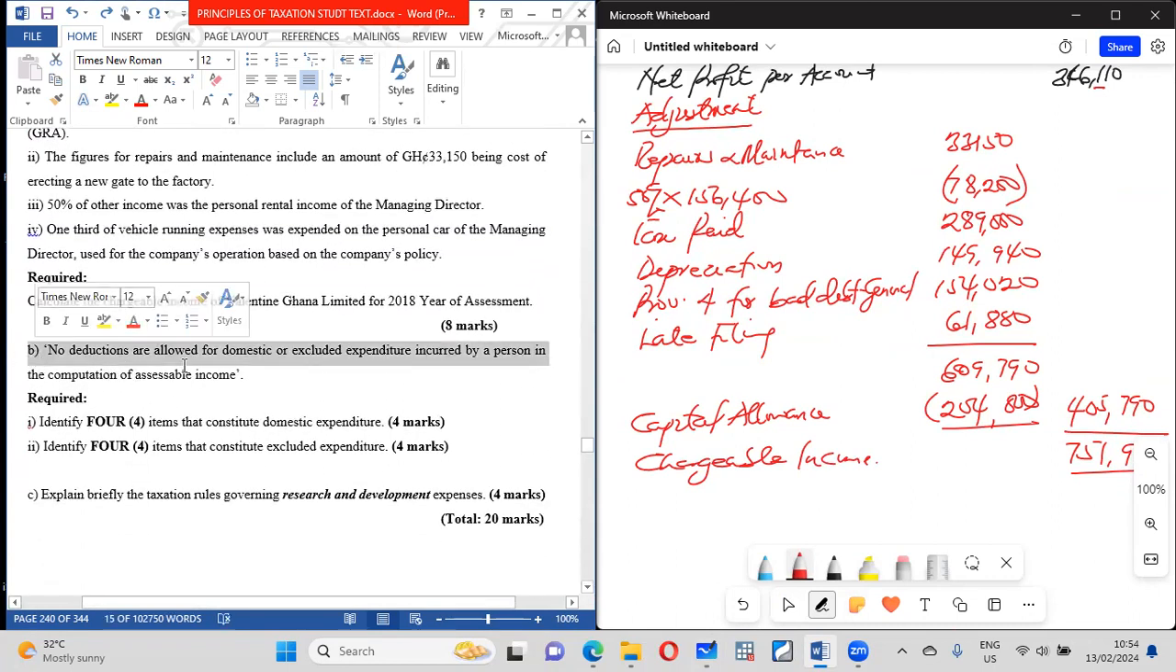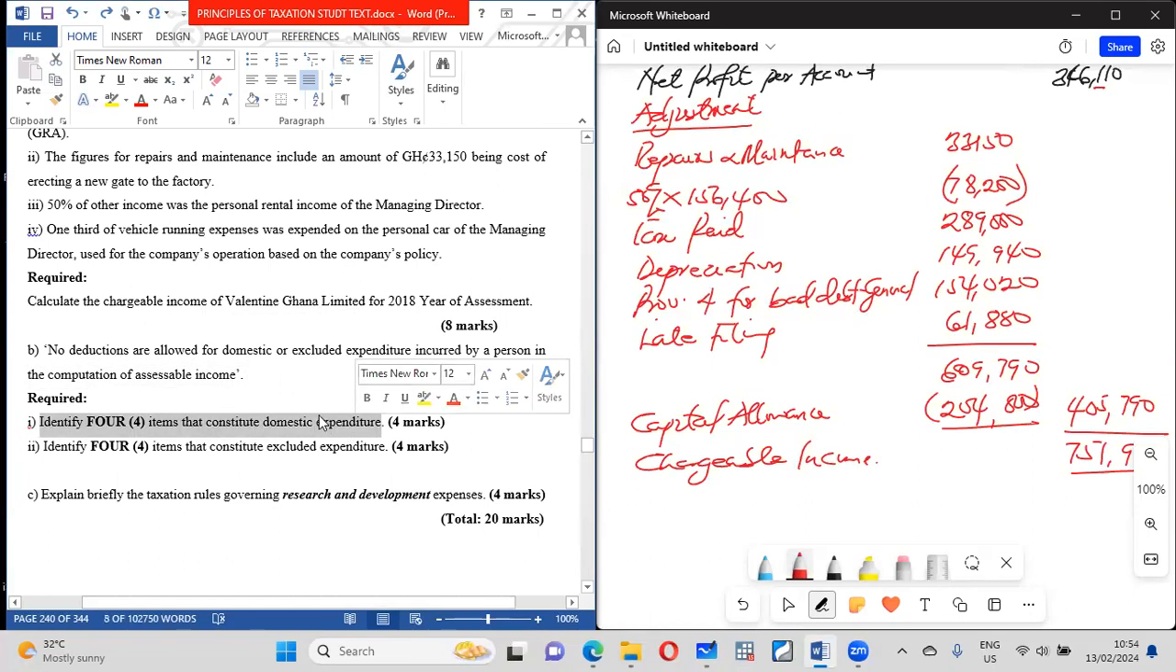Okay, there is a B part to the question. It says no deduction is allowed for domestic or excluded expenditure incurred by a person. All right, identify 4 items that constitute domestic. Of course, domestic is what you spend at home and what you do for yourself. So you can name any of them. For example, what you used to buy your clothes personally, what you used to eat personally for yourself, everything you spend on yourself. You can also talk about what you used to maintain your personal car. These are domestic things: utensils at home, everything, the security for your home.